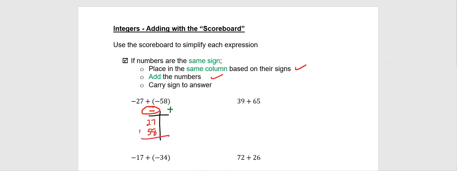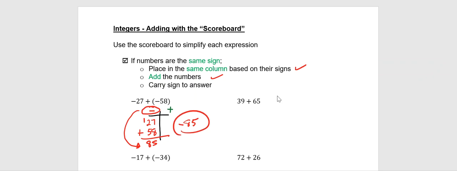So now I just go about adding. 8 plus 7 is 15, carry the 1. 5 plus 2 is 7, plus 1 more is 8. So the last thing I want to do is carry that sign down. So my final answer is negative 85.